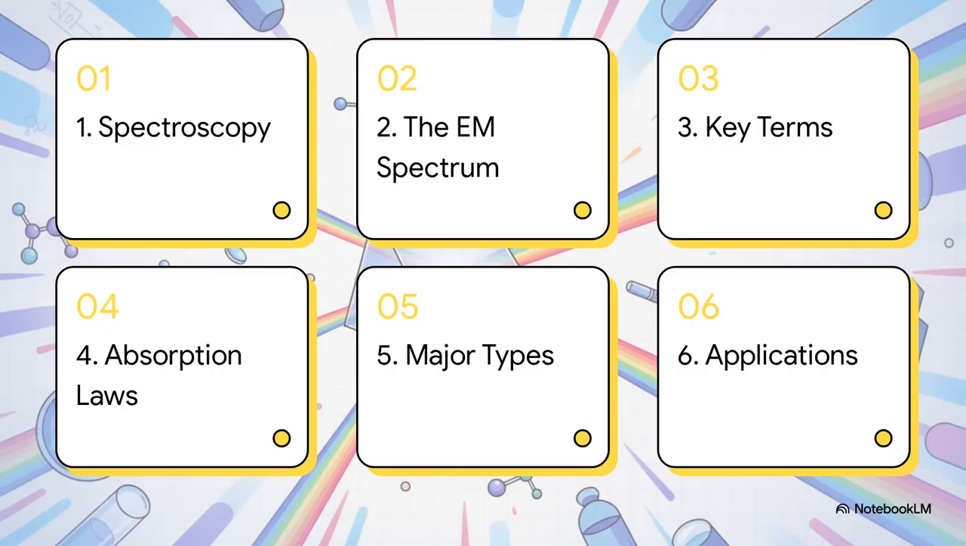Here's a quick look at our syllabus for today. We'll be covering 1. Spectroscopy, 2. The electromagnetic spectrum, 3. Key terms in spectroscopy, 4. Principles of absorption spectroscopy, 5. Major types of spectroscopy, and 6. Applications of spectroscopy. Let's just dive right in.